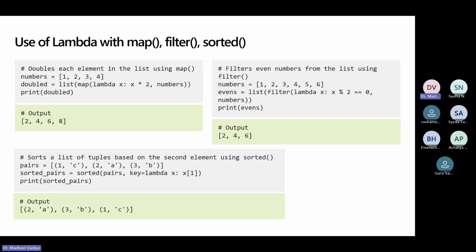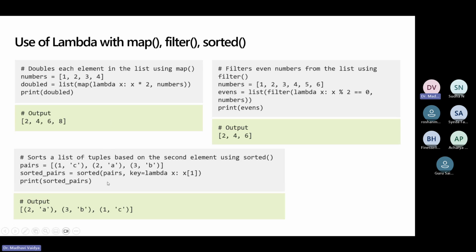Yeah, there is map, filter, and sorted, the three functions that run with lambda. We can see them here. Say numbers equal to 1, 2, 3, 4. They have been given in the list, and then I want to double them. So double equal to list of map of lambda of x. X is the parameter that is passed, right? And I wanted to double, so x into 2, comma numbers. Okay, and that will be doubled. So here it will be 2, 4, 6, 8.